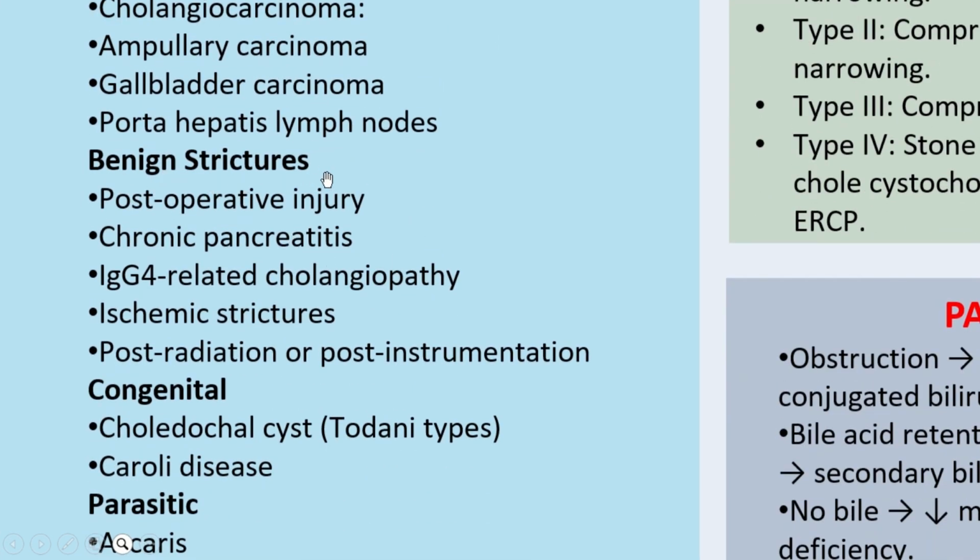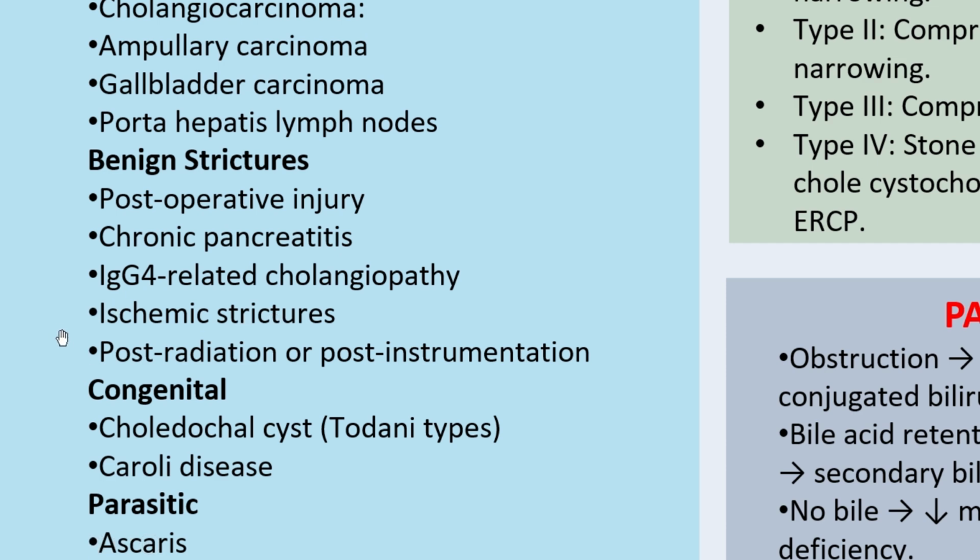Then we have benign strictures. The strictures can come post-operatively when we manipulate the biliary tree. It can be due to chronic pancreatitis. It can be IgG4 related cholangiopathy. It can be ischemic strictures. This can be post-radiation or post-instrumentation, like when you do the ERCP.